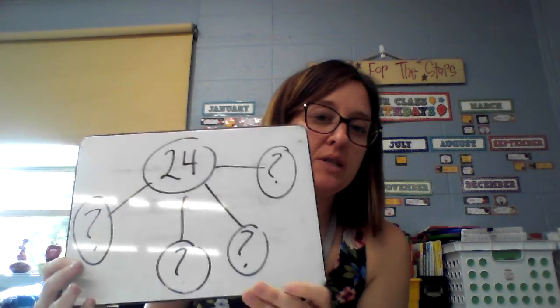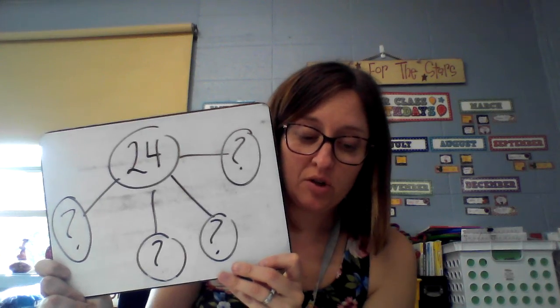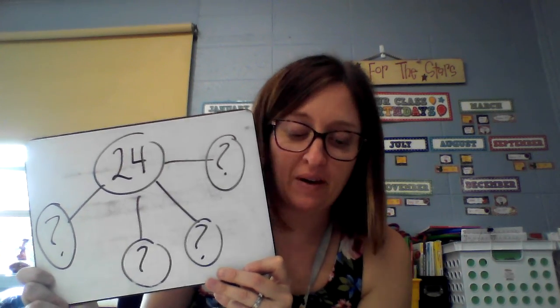Hello, third grade. For the past several weeks, we've been talking about multiplication and division, and we've talked a little bit about how they're related. Today we're going to look a little more closely at the ways that they are related. Let me show you this number bond right here. This number bond shows 24 divided by 4.